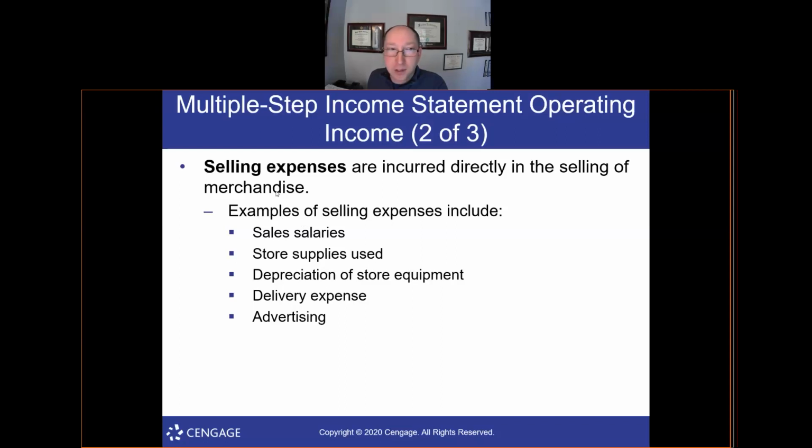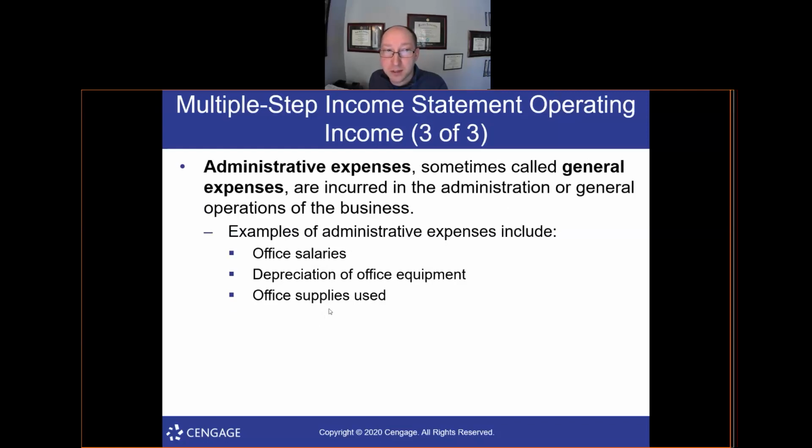In your expenses, you'll have what we call selling and administrative expenses. Selling expenses include things like sales salaries, store supplies used, depreciation for store equipment, delivery expenses, and advertising. Those are all examples of selling expenses. Administrative expenses include things like office salaries, depreciation for office equipment, and office supplies used.